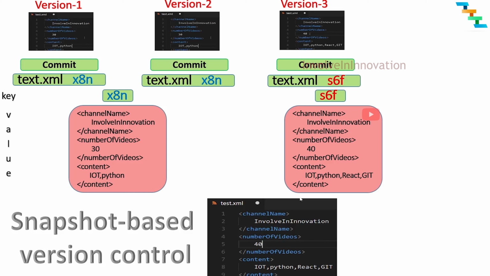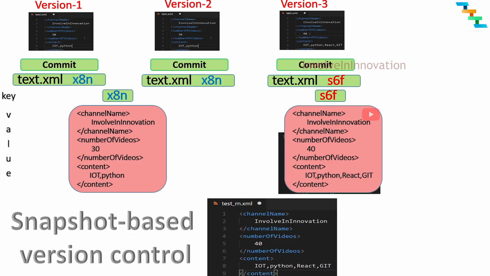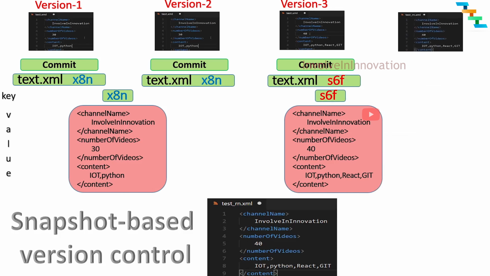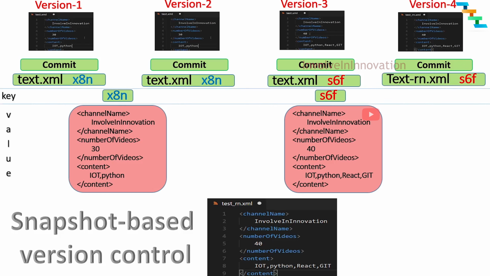If we rename this file from test.xml to test_rn.xml, the file got renamed but it still points to the previous commit hash. If you are familiar with Git, you may find some discrepancies here with the file name. We will cover more about this when we discuss the git mv command in the coming videos.